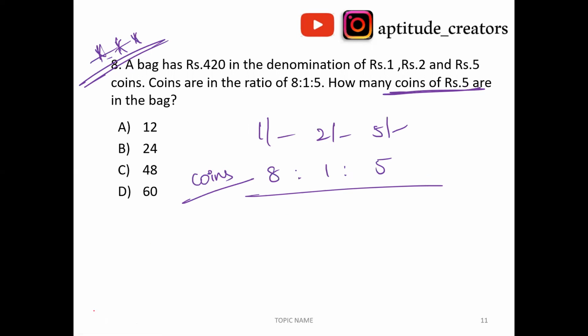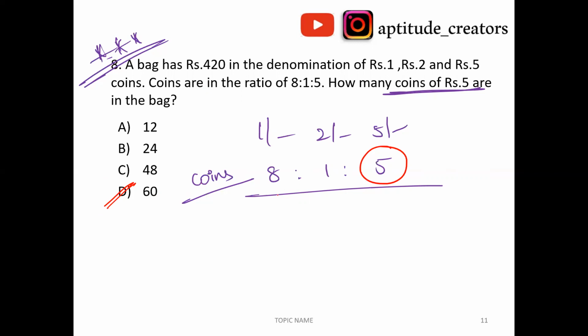Now here, please pay your attention. By using common sense, we can crack this question for sure. Total, how many 5 rupees coins are there? Correct. It must be a multiple of 5. Can I fix my answer as option D, 60? Correct? Yes. This is one way of solving these type of questions.